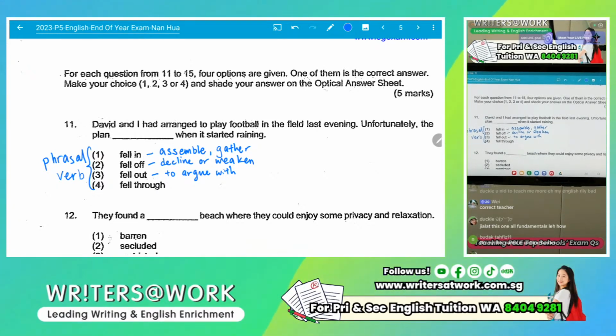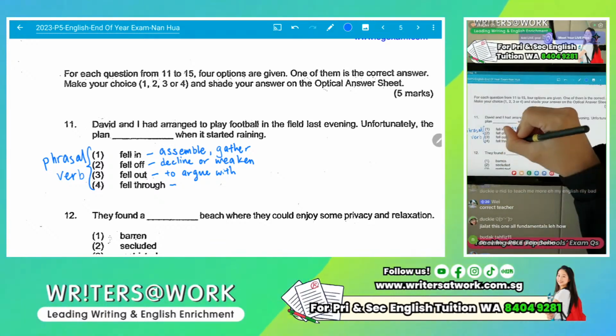And finally, to fall through. Now, of course, you could fall through a hole on the road, but to fall through also has a different meaning when you look at a phrasal verb. To fall through is to fail.